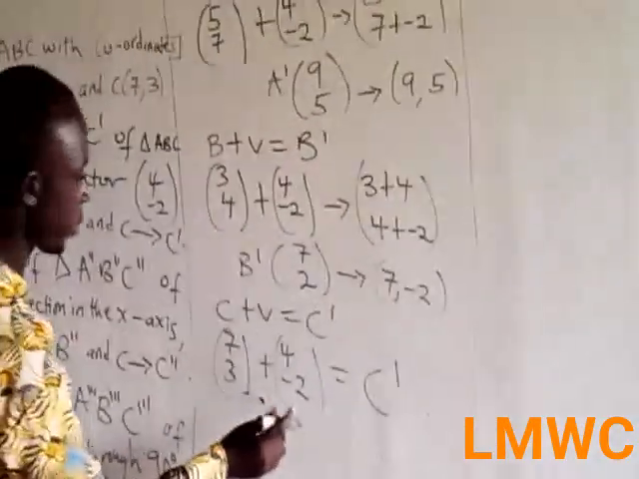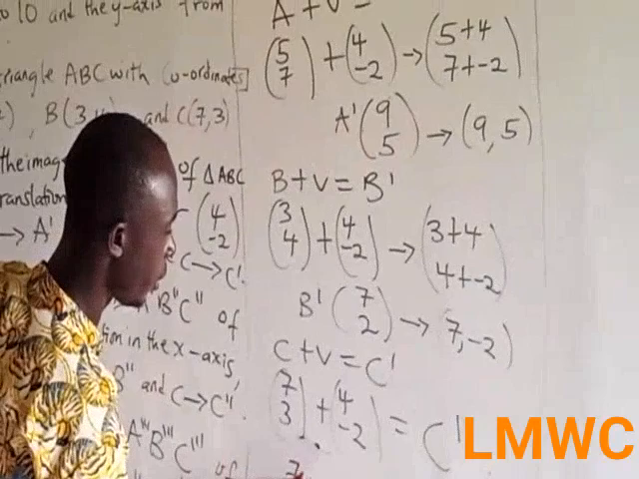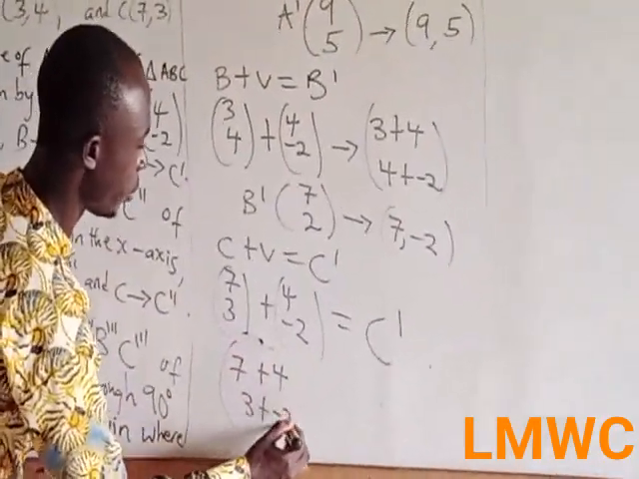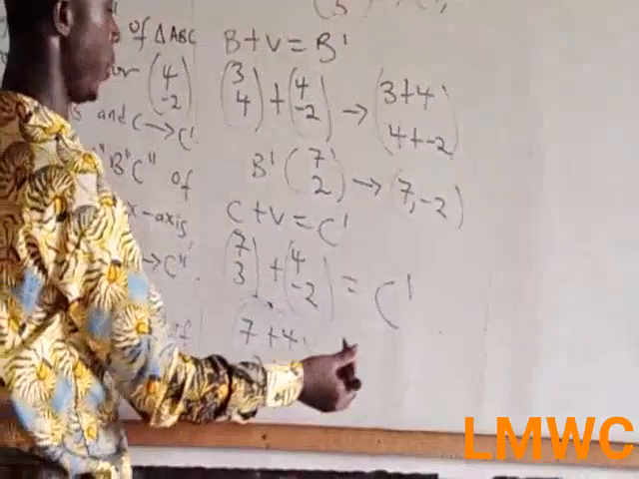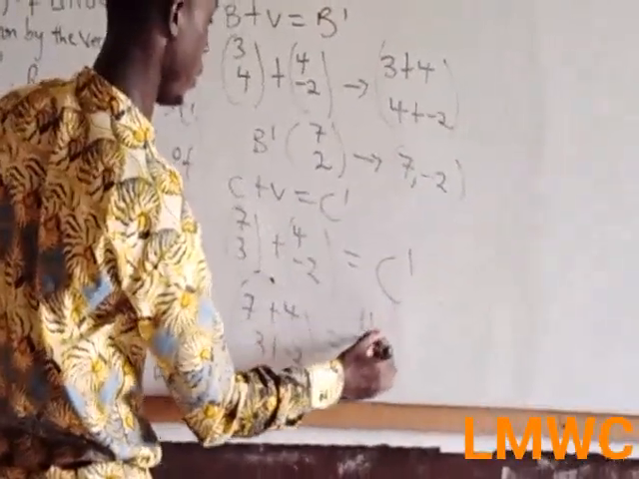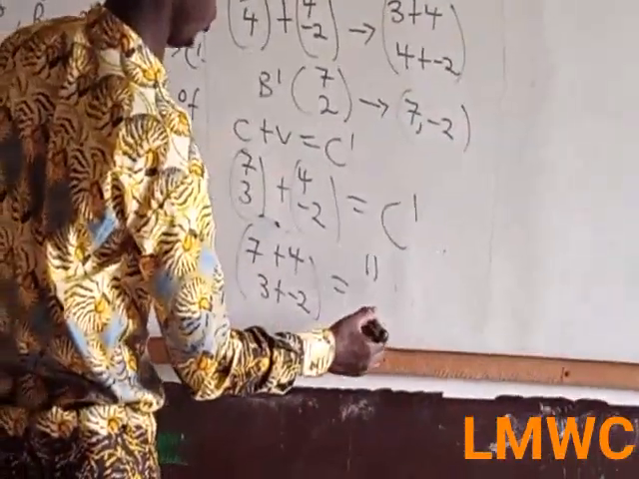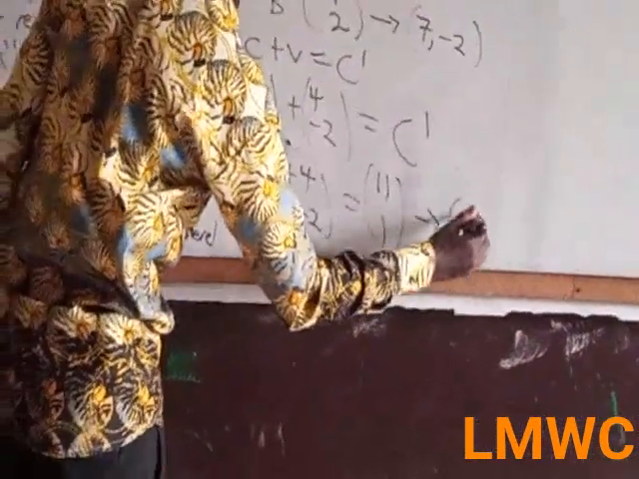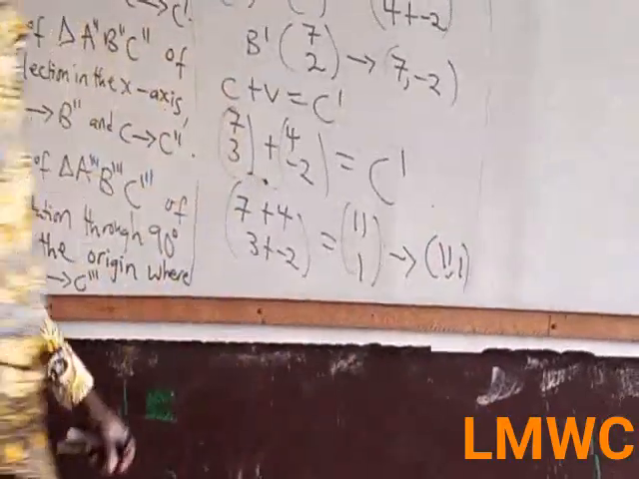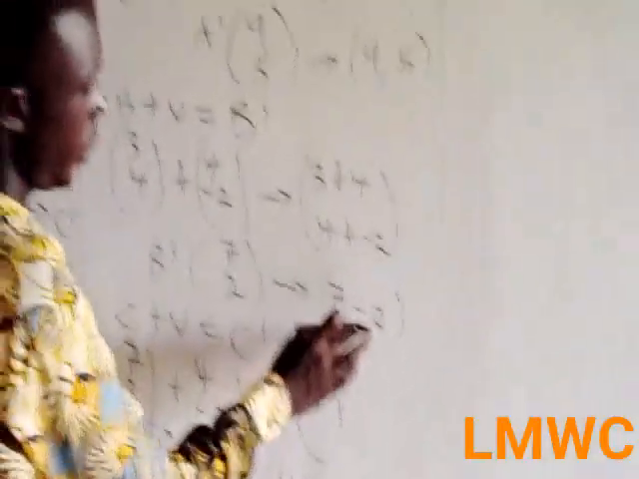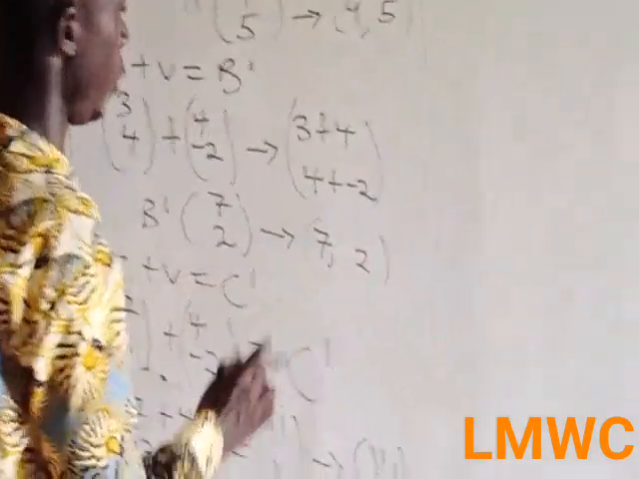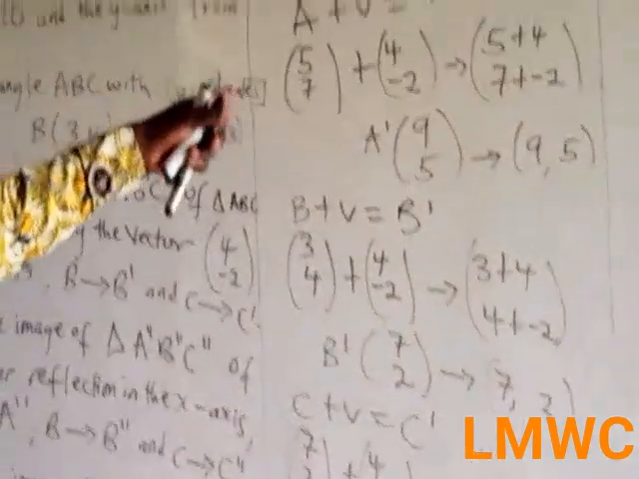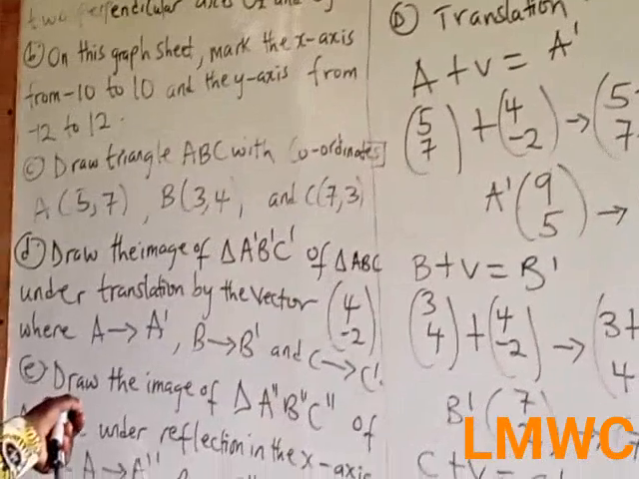So it becomes 7 plus 4. We are adding 3 plus negative 2. 7 plus 4 is what? 11. And 3 plus negative 2 is 1. So in coordinates, it becomes (11, 1). Sorry, here is 2, so it's (7, 2) for B prime. Let's move on. So I'm done with D. Let's move on to G.